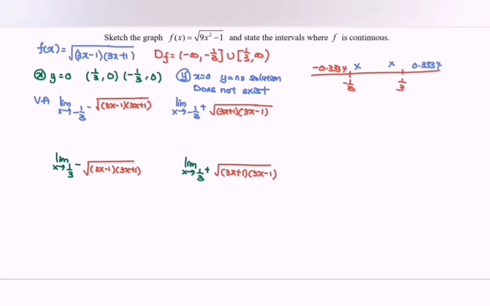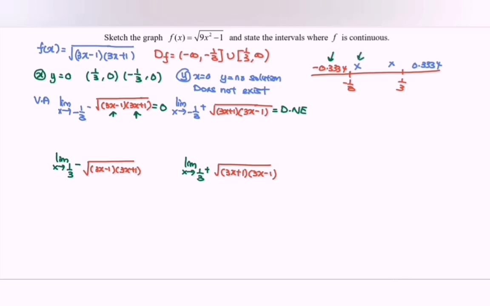For this case, if we substitute the value negative 0.3334 into this part, we will have the value approaching 0. The same goes for this part, so we will have 0. So as x approaches negative 1/3 from the left for the function f(x), the value of y will be approaching 0. As for the right-hand side, it does not exist. You may refer to the number line.